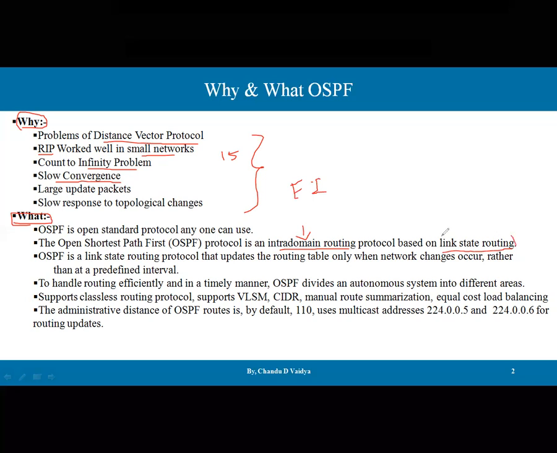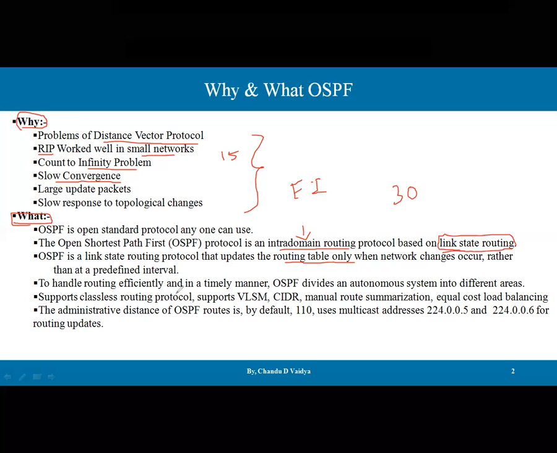Here the second category is the link state routing protocol, where link state packets are sent. OSPF is a link state routing protocol that updates the routing table only when a network change occurs, rather than at a predefined time. As we know, guys, there is a 30-second time interval in RIP, which sends the update packet every 30 seconds. But OSPF does not use a predefined time. Whenever changes occur in the network, that is when the updates are sent. It is a kind of triggered update, or incremental update. This is a very good point.